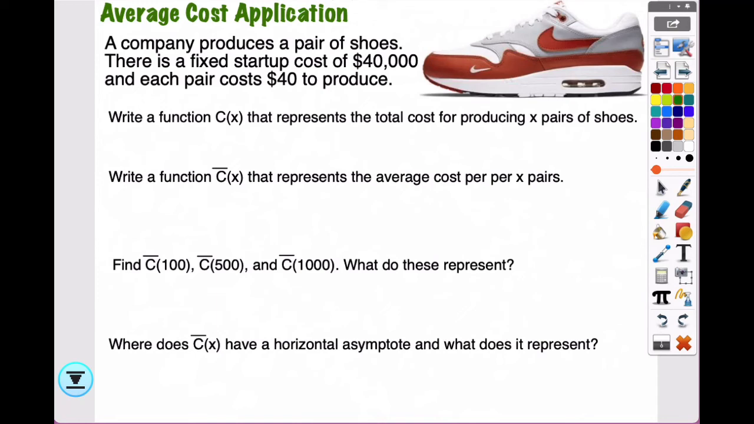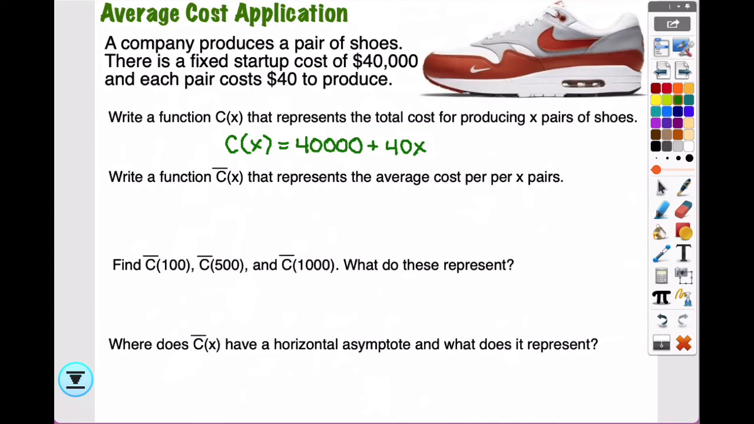And so we're going to write a function C of x that represents the total cost to produce x pairs of shoes. C of x would just be that $40,000 base plus $40 per pair of shoes. So that's our cost function.